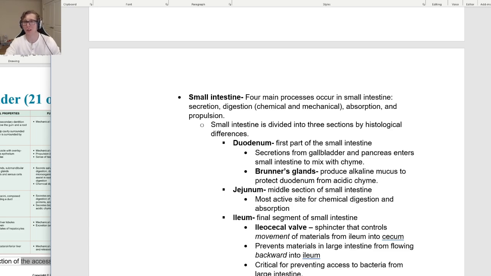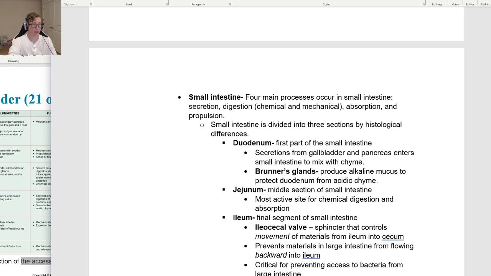Now, you might be thinking, wait, Austin, how the hell am I going to remember duodenum, jejunum, ileum in terms of anatomy? Well, it actually goes in order. D, J, I. It's in the alphabet. They all end in UM. Duodenum, jejunum, ileum.